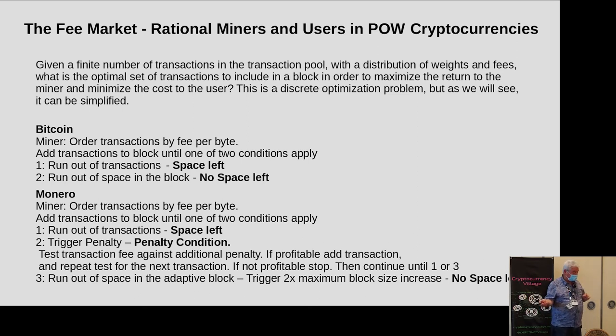Now, Monero does have a limit, it's dynamic, it's never happened. But you can push the whole penalty to double the block size, in which case you get back into a Bitcoin scale. The difference is, before you get double, your penalty is very, very high. So it's very rare that this is going to happen, but it is theoretically possible.